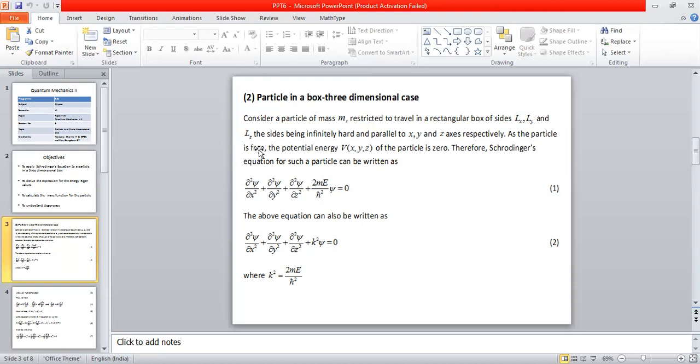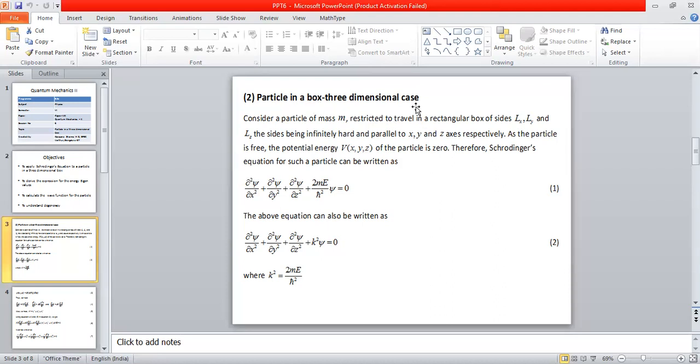So we have a particle here which is trapped in a three-dimensional potential box, where again we are going to assume the potential energy of the particle to be 0. And outside the box, the potential energy is infinitely large, so that the particle cannot exist outside the box. That's why we are calling this a particle in a box, three-dimensional case.